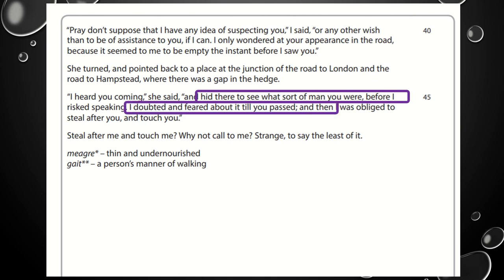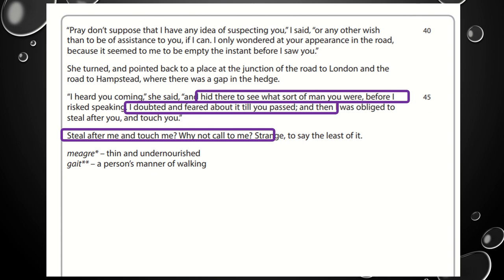And she says that she doubted and feared until he had passed. But then he is left. So the passage ends with two rhetorical questions where he is just as confused at the end as he was at the beginning. He doesn't understand. There is no conclusion. He still does not understand. "Steal after me and touch me. Why not? Why not call to me?" As in, why didn't you just say, excuse me, or make yourself known earlier, rather than let someone pass and then put your hand on your shoulder?